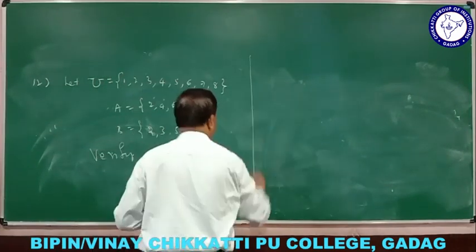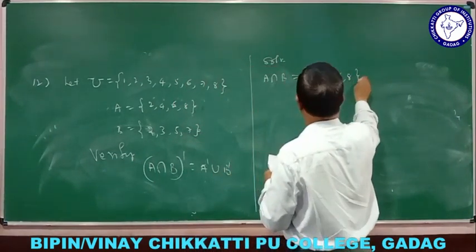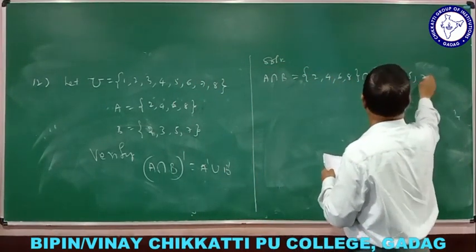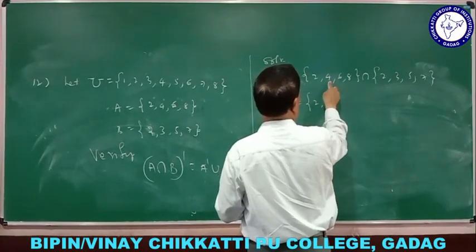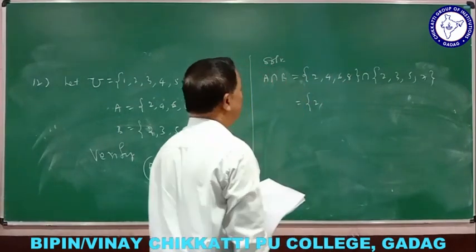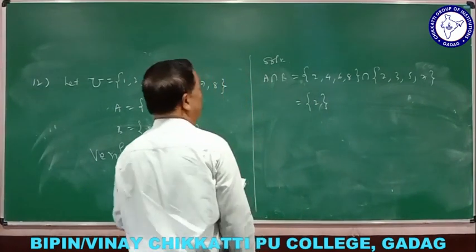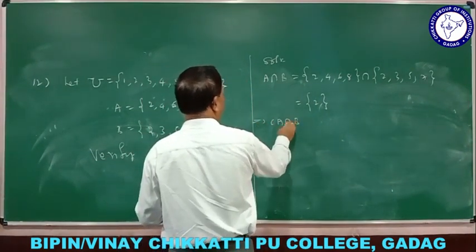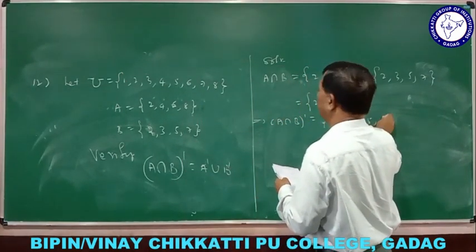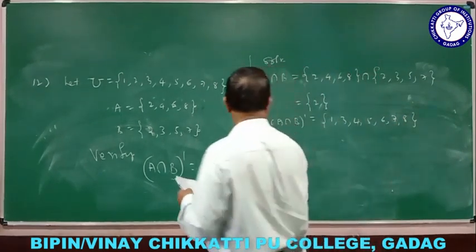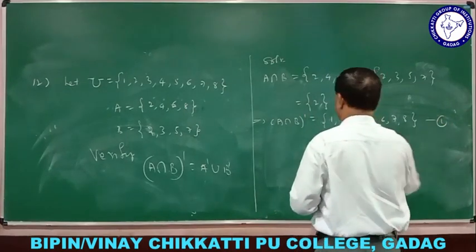Look at this first: A intersection B you have to find out. How to find A intersection B? What is A? A is 2, 4, 6, 8. Intersection B. B is what? 2, 3, 5, 7. Which are the common elements here? 4 is not there, 6 is not there, 8 is not there. So the only element which is common is 2. And this implies A intersection B dash is equal to excluding 2 from all the elements in the universal set, that means 1, 3, 4, 5, 6, 7, 8. So complement means excluding the elements of A intersection B. That is equation number 1.